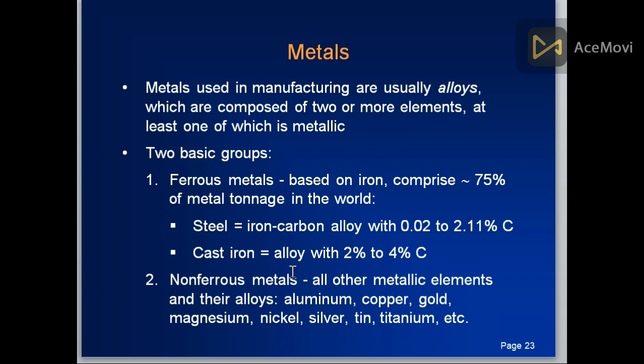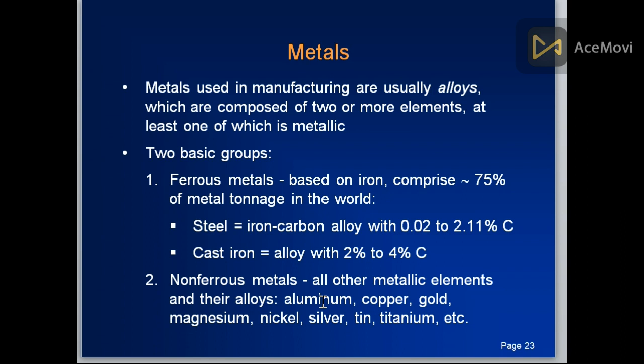Metals. What are metals? Metals are basically used in manufacturing as alloys. Alloys are composed of two or more elements mixed in different proportions, at least one of which is metallic. Two basic groups: ferrous metals, based on iron, comprise 75% of metal tonnage. Steel is an iron-carbon alloy with 0.02 to 2.11% carbon. Cast iron is another one. Non-ferrous metals are all other metallic elements and their alloys.